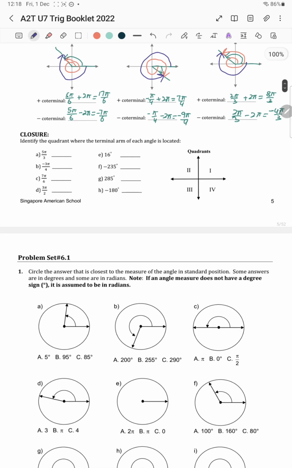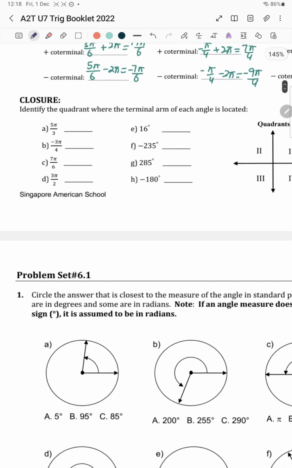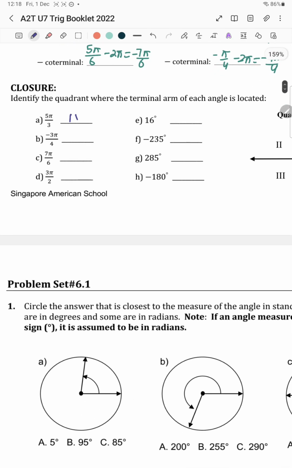Identify the quadrant where the terminal arm of each of the angle is located. So 5 pi by 3 would be in fourth quadrant, negative third quadrant.